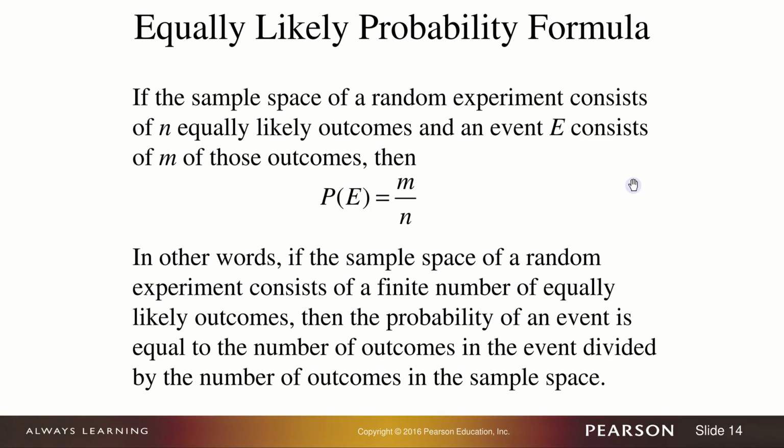Again, here we just go over the same thing we discussed before, that the probability of an event is just going to be the cardinality of the event, which is m. Let's say there are m simple events in the event, and n is the cardinality of the sample space, or the number of simple events in the sample space, and you do that division to get your probability.